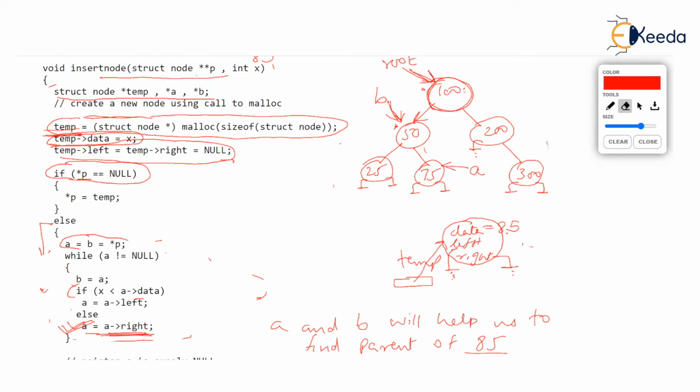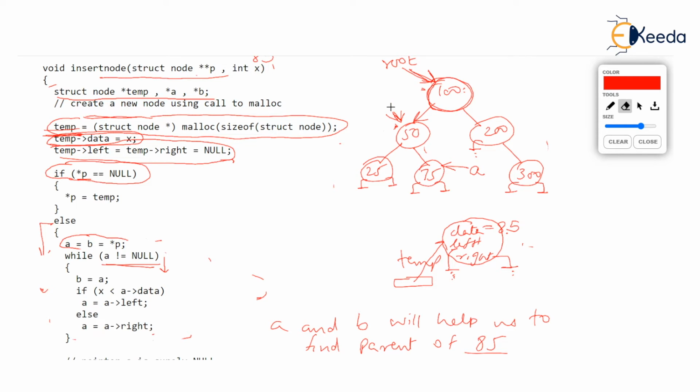Keep reading the while. What is while asking? While is asking, is A not null? And A is not null because you observe A is pointing at 75. So we are entering the while loop for the third time. So B becomes equal to A. Now look how B becomes equal to A, means look how B follows A.